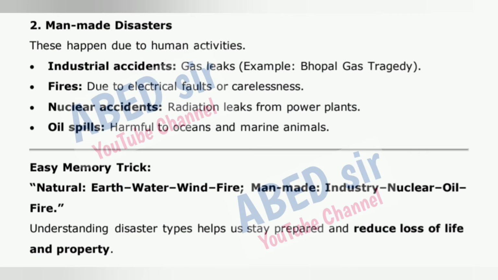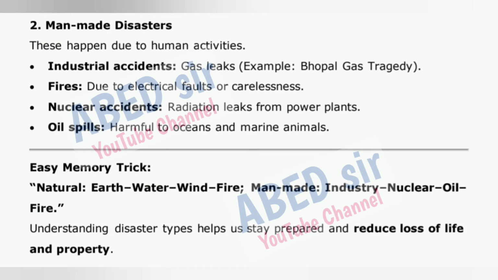2. Man-made disasters. These happen due to human activities. Industrial accidents, gas leaks, example, Bhopal gas tragedy. Fires due to electrical faults or carelessness. Nuclear accidents, radiation leaks from power plants. Oil spills, harmful to oceans and marine animals.